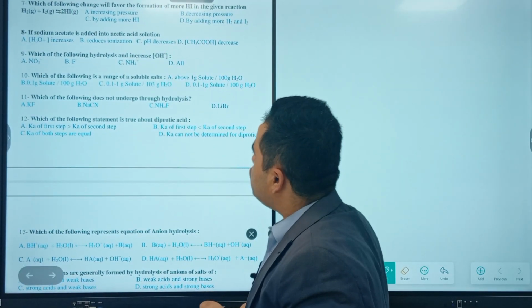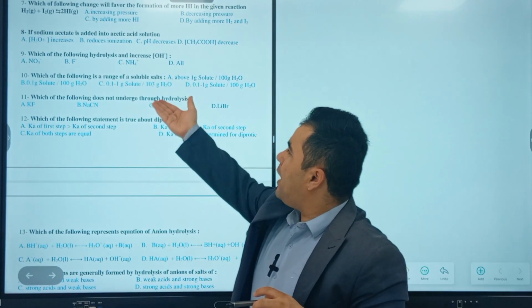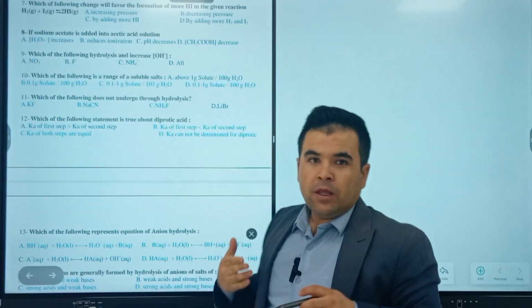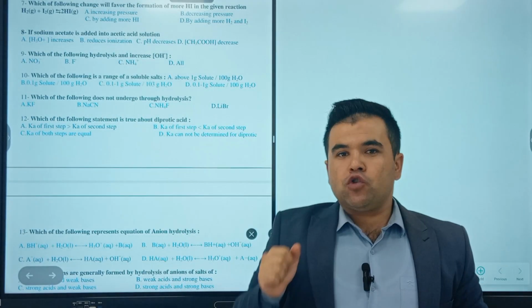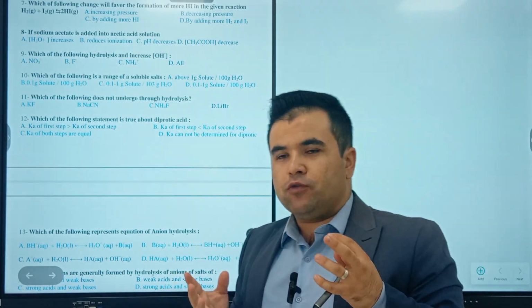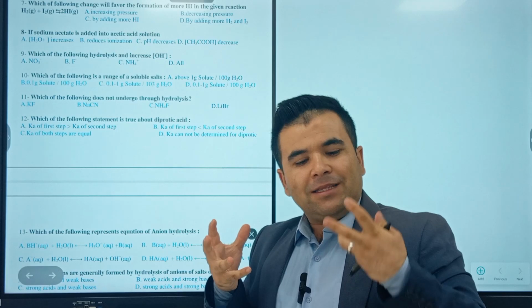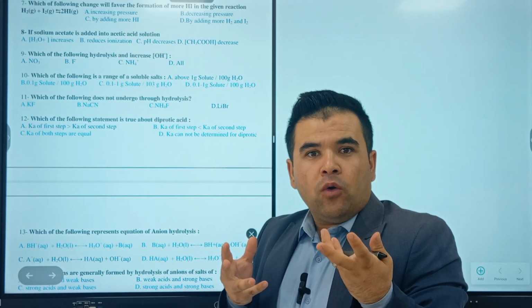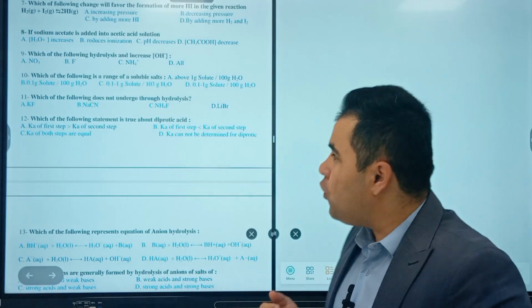Question 11, which of the following does not undergo hydrolysis? The salts are given, guys. The neutral salts do not undergo hydrolysis. How do we know which one is a neutral salt? It is the salt whose cation comes from a strong base and whose anion comes from a strong acid.